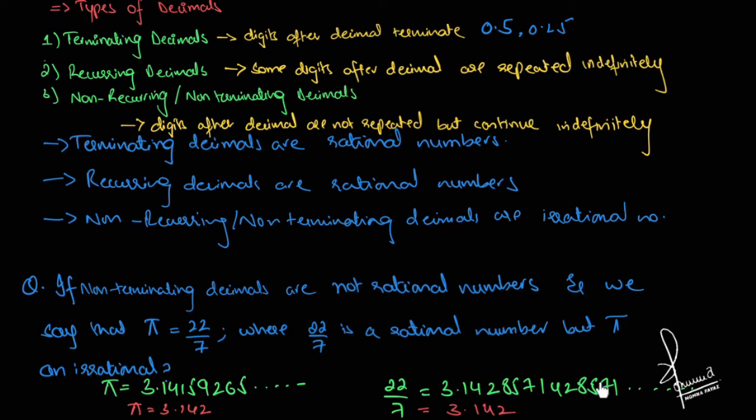Their values are not the same. They are the same up to 3 decimal places, but when you continue after that, then the values differ.